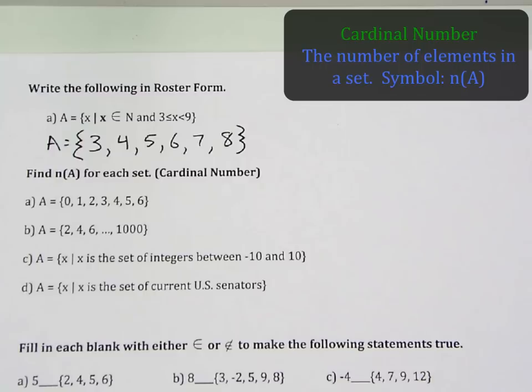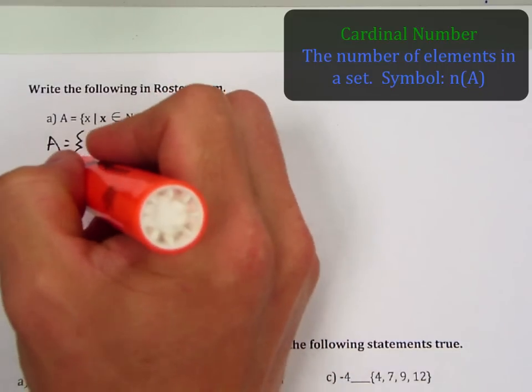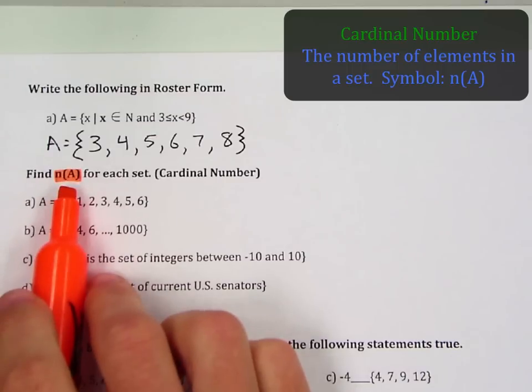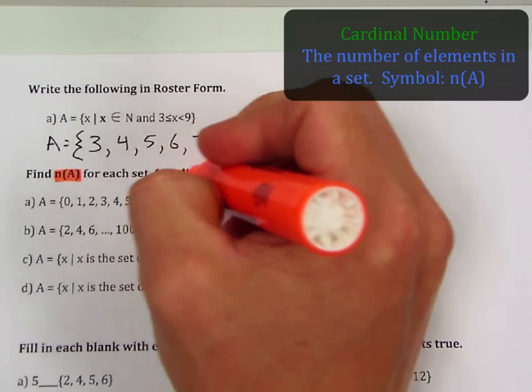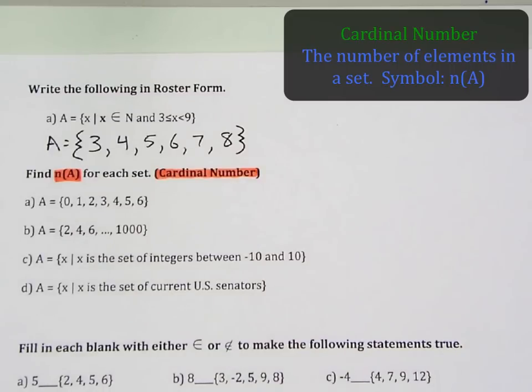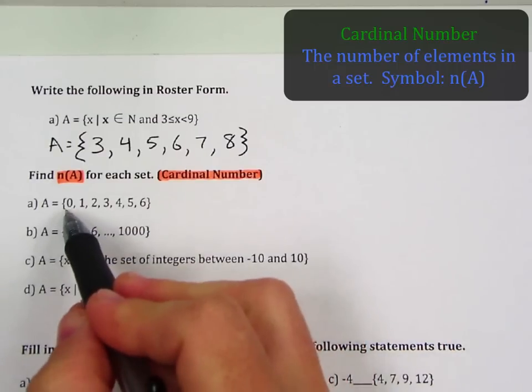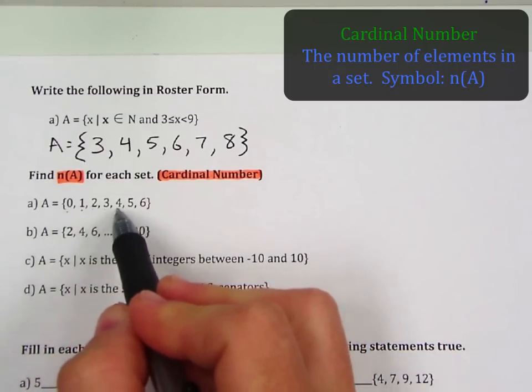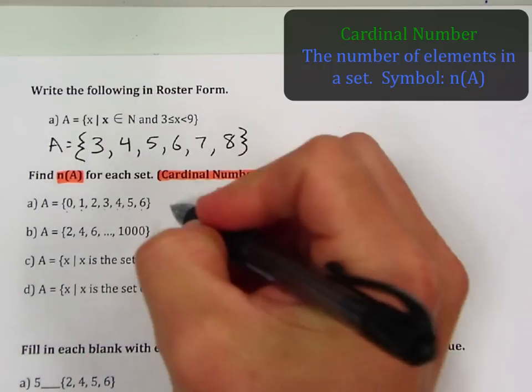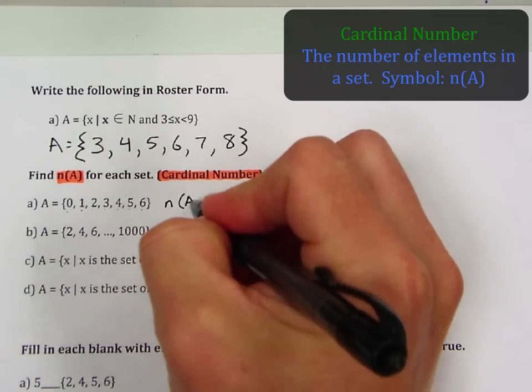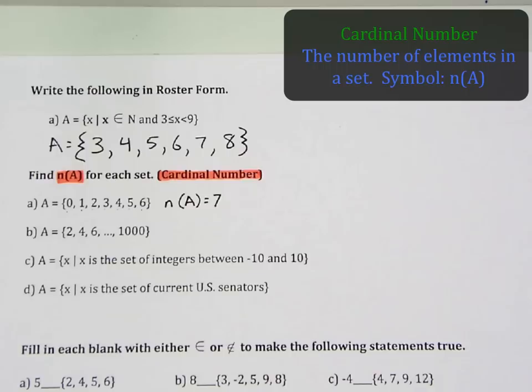All right, in our next example, what we're going to be doing is finding n(A) for each set. Okay, so that is a symbol that you're going to be seeing a little bit here. And what we're doing is we're looking for the cardinal number of the set. And all we have to do is count the number of elements in the set. Okay, so for this first one, we just count 1, 2, 3, 4, 5, 6, 7. So we would write n(A) equals 7 because there are 7 elements.